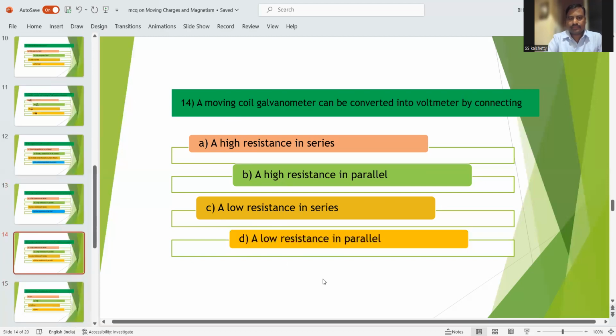Okay, a similar question: a moving coil galvanometer can be converted into a voltmeter by connecting a high resistance in series. We already know a moving coil galvanometer can be converted into a voltmeter by connecting a high resistance in series with it, right? So option A is the right answer.